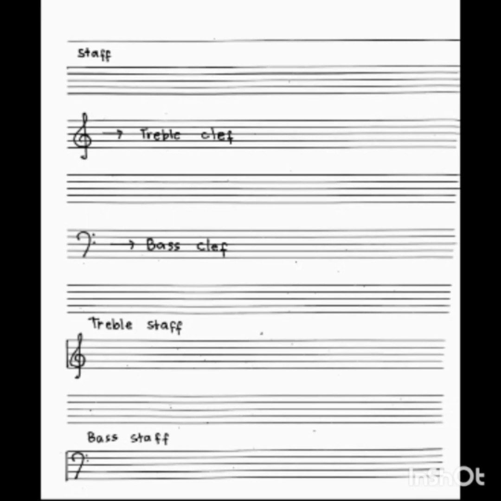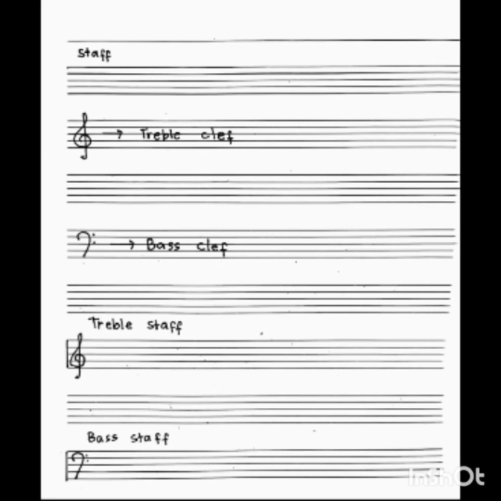We are now going to start to learn to read music. So here are the elements of music. The staff is 5 lines where the notes are written. Can you say the word staff? Good job.